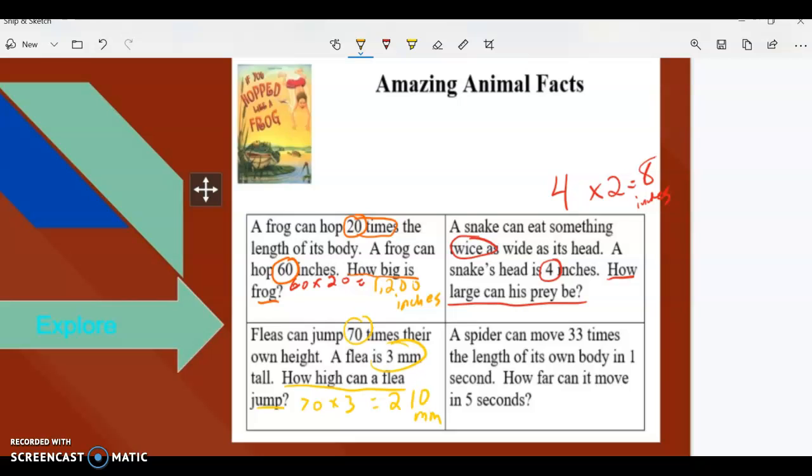A spider can move 33 times the length of its own body in 1 second. How far can it move in 5 seconds? So you got 33 times, 1 second, 5 seconds, and here's your question right here. Okay, so for this one, it's another multiplication. 33 times 5, and you should get 165. This one doesn't specifically say whether it's millimeters or inches, so I think a spider is going to be closer to an inch generally, so we're going to say inches.